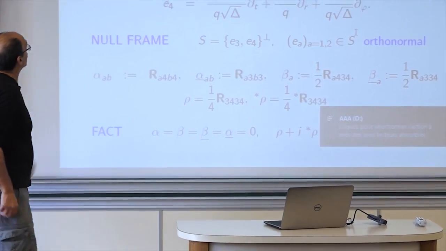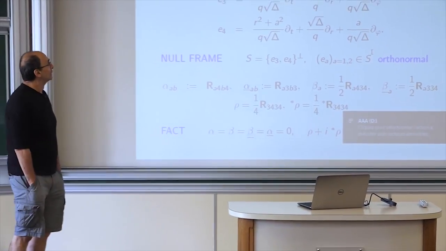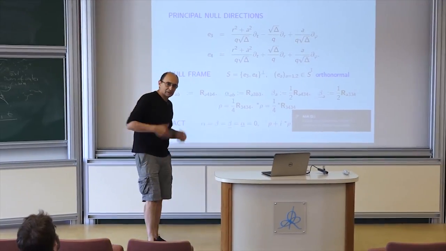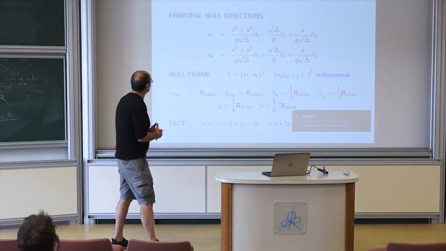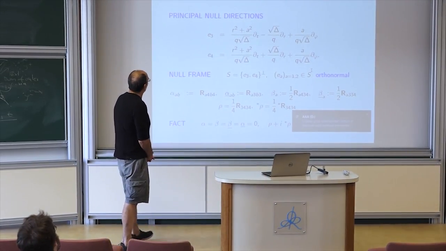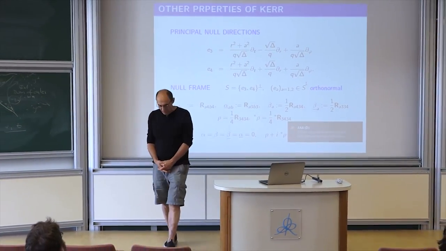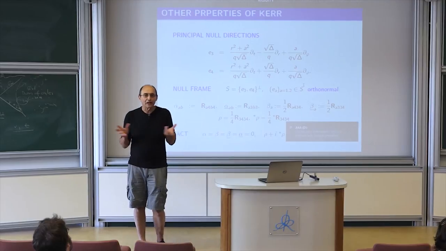OK, so here are some other properties of the Kerr solution. So Kerr is quite remarkable. I mean, it really has an absolutely beautiful mathematical structure. To start with, as I mentioned last time, you are interested in null frames, right?